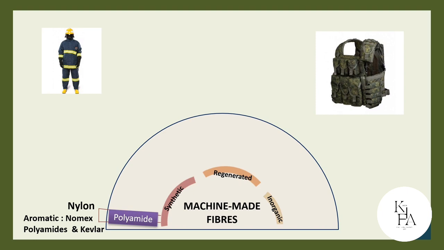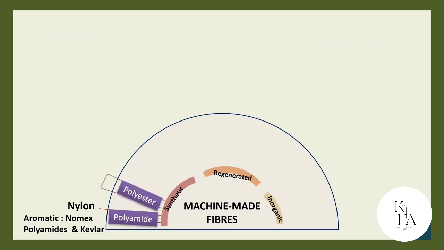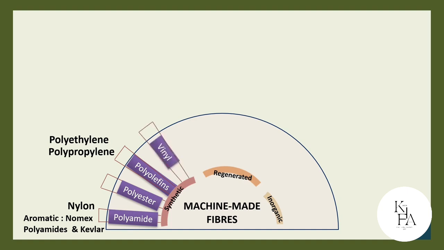The next one is polyester. That is one of the most widely used fibers these days. Then we have polyolefins, that are polyethylene and polypropylene. And the next group of fibers is the vinyl fibers. The important fibers in this group are acrylic, Teflon and modacrylic.